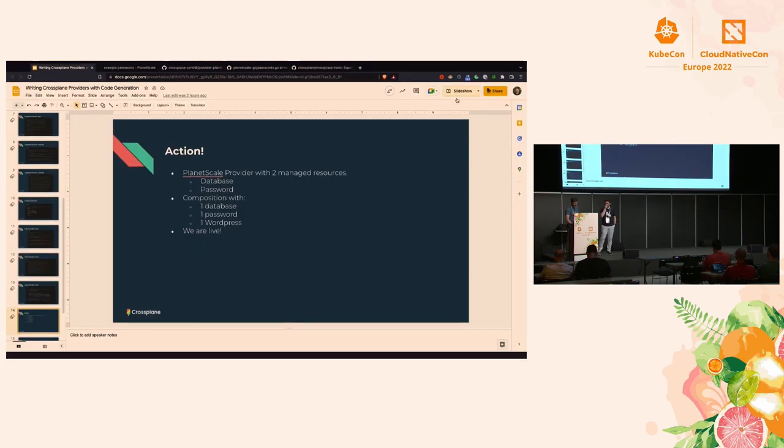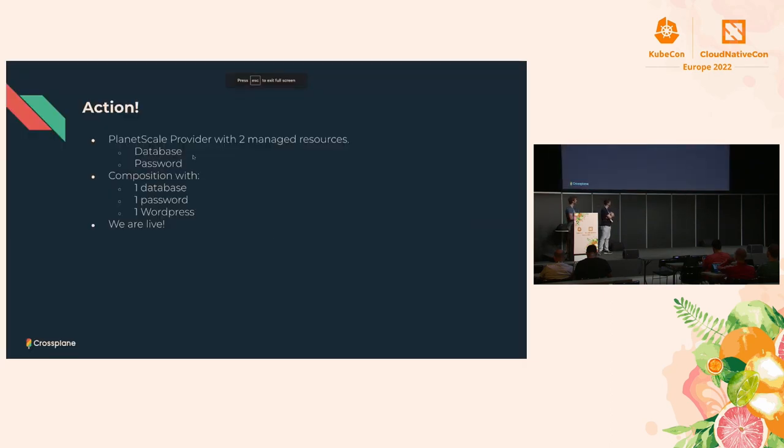So yeah, this is how you develop a provider. We had to develop two managed resources so that we can have a connection secret with the host and password details and mount it to WordPress, which is also done in that composition. So composition allows you to make all sorts of relations between resources from different providers. So right now, for example, my cluster has a KubeCon WordPress API available for my developers. So whenever they need, they can just create that CR and get database password and WordPress.